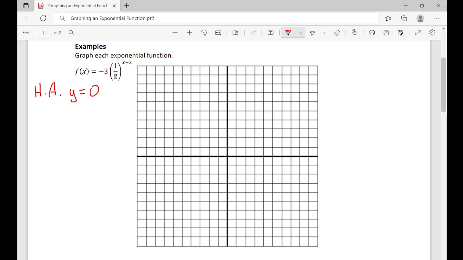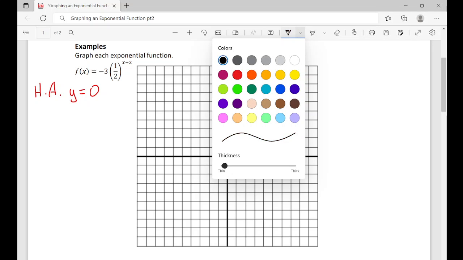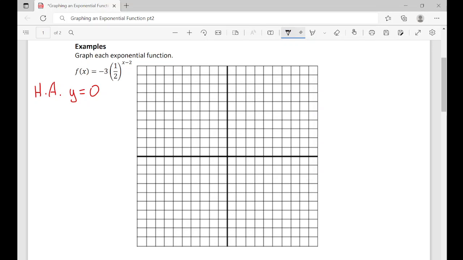And I'm going to look to see if this is a growth or decay equation. It's a decay equation because of the 1/2, but the negative here is going to cause it to flip. And so I'm not going to worry too much about the growth or decay part. Not yet. I'm going to let the points guide me towards the solution. So I know that y equals 0, and I'm going to graph that horizontal asymptote now. So I just put my dotted line in, just so I can emphasize where it is.